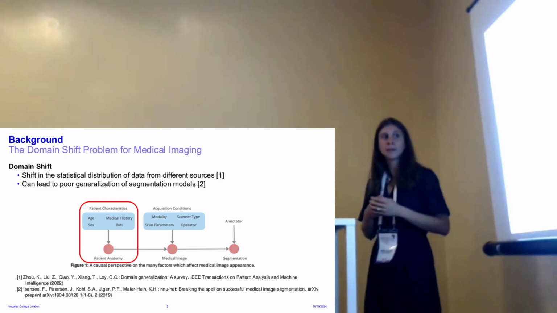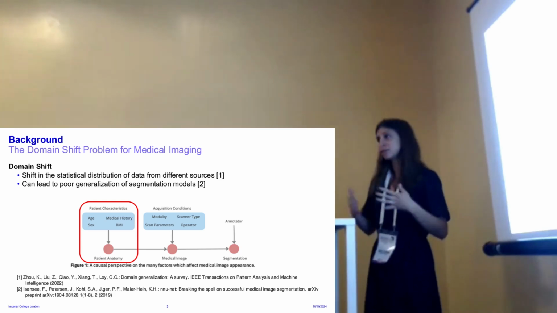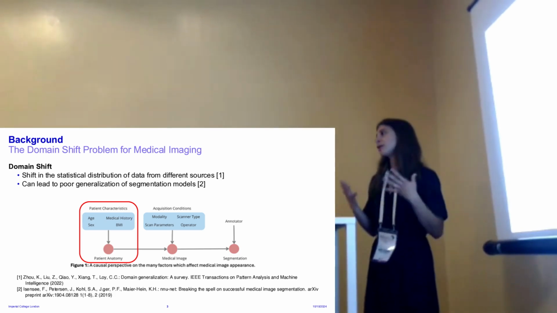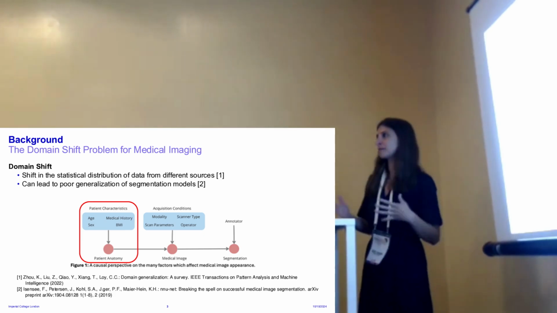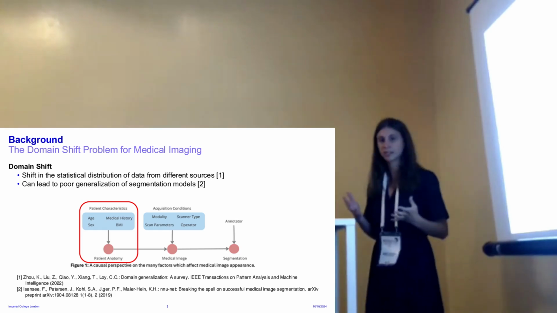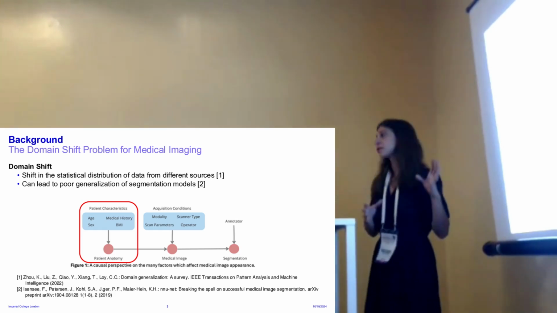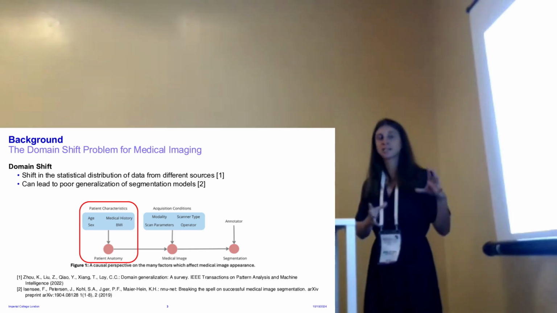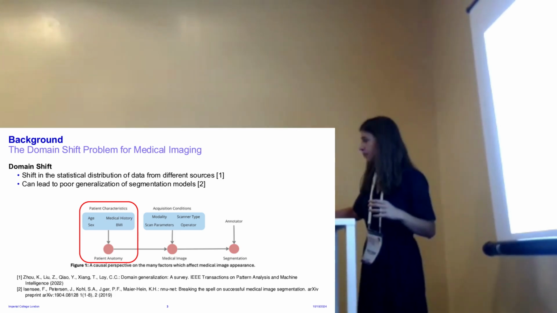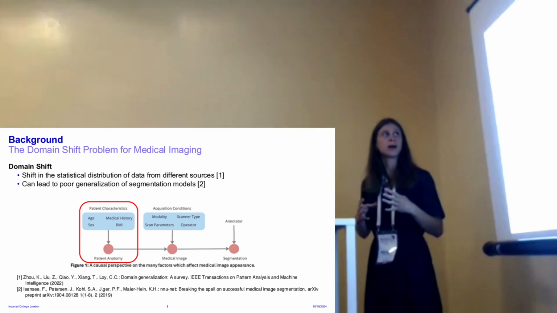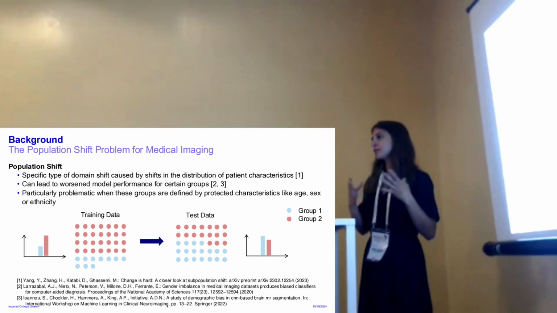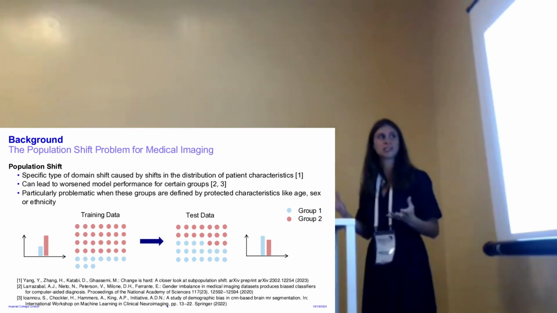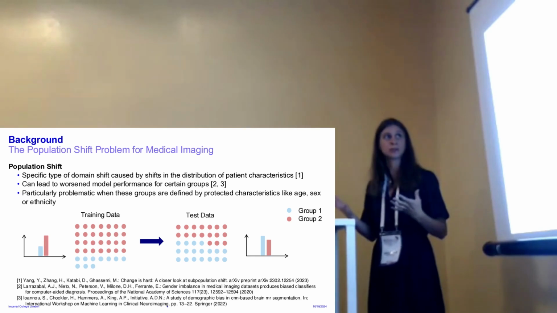image. And then finally, if we're talking about segmentation, which we are in this case, and you want to have a ground truth segmentation to train a model, the annotator that labels that segmentation will have some idiosyncrasies and potentially biases, which will affect the segmentation. So we're going to focus on this first group of characteristics here, patient characteristics. And the sub-problem, which is called population shift. So this is when we have a shift in the distribution of patient characteristics, maybe between a training and test group.